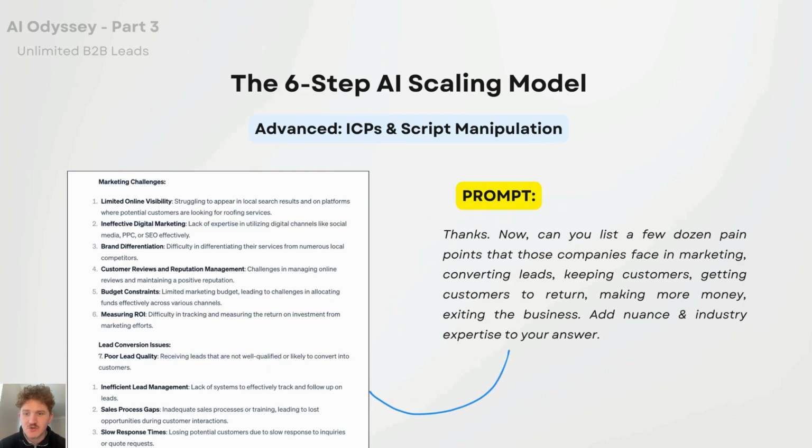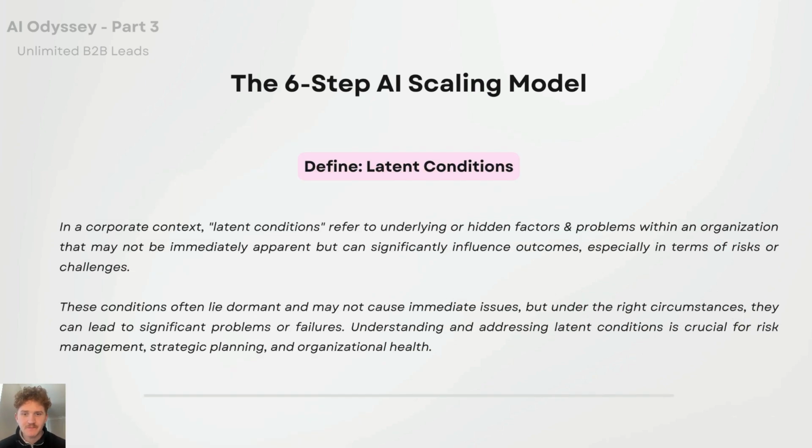You can see here, if we just choose any random one, limited online visibility. So struggling to appear in local search results or platforms where potential customers are looking for roofing services. You can go down further here. So lead conversion issues, poor lead quality. The leads are not well qualified or likely to convert.